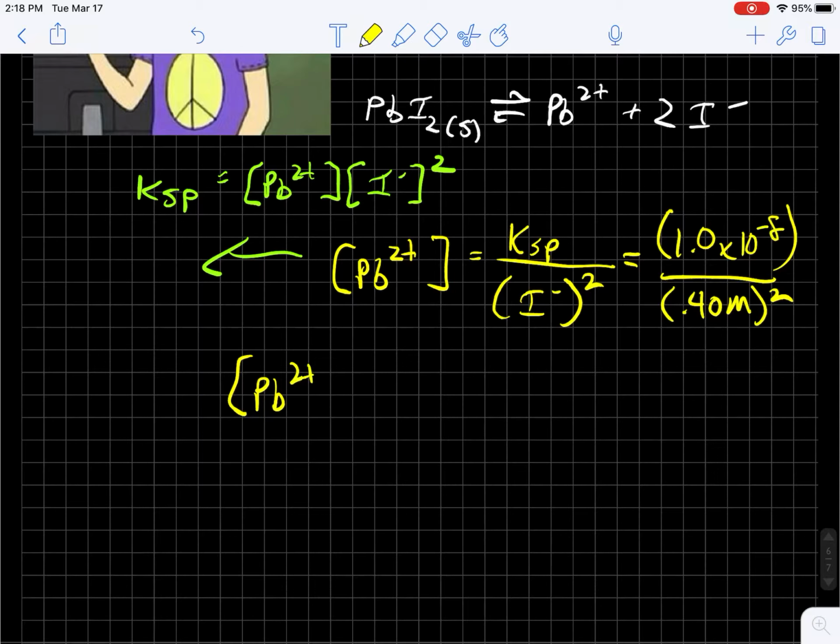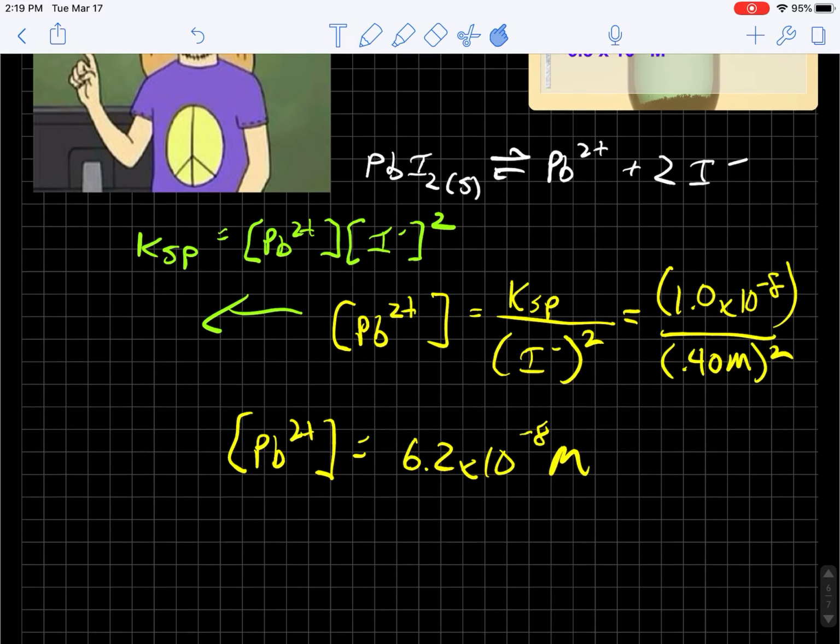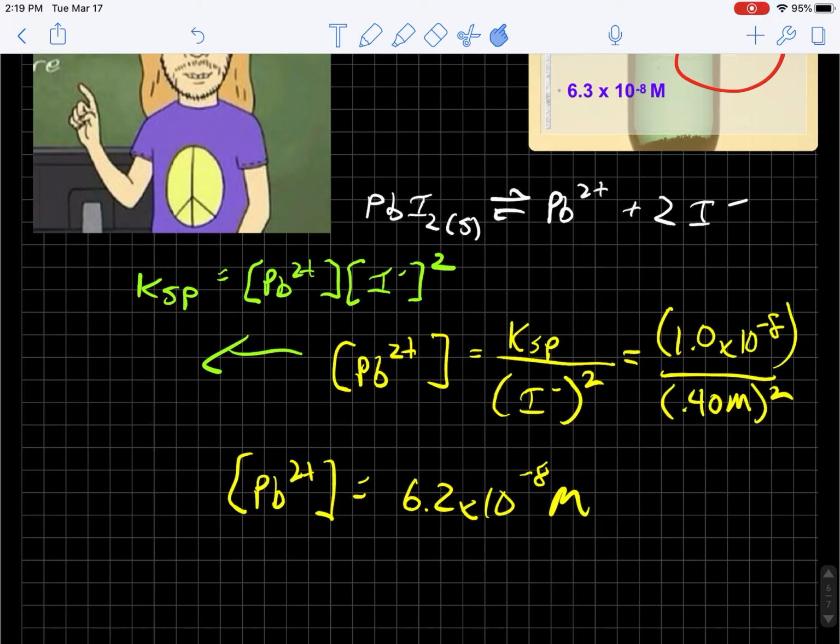All right, 1 times 10 to the negative 8 divided by 0.4 squared. The most common mistake is to forget to square the 0.4. I get 6.25 times, my goodness, my calculator, and I am old and having trouble seeing it. Is that an 8? I think it's an 8. 6.2 times 10 to the minus 8. Dude, it better be right or I'm going to get all hippie. Okay, they did the old rounding rule: they did 6.25 and rounded it up to 6.3. We, of course, round to the even number, so it's 6.2 times 10 to the minus 8.